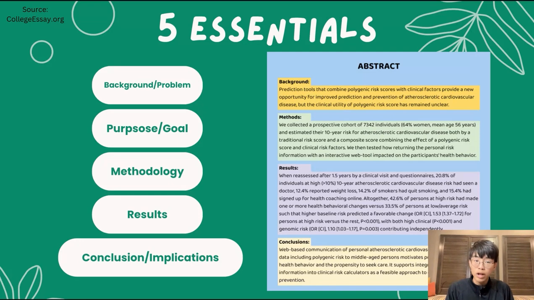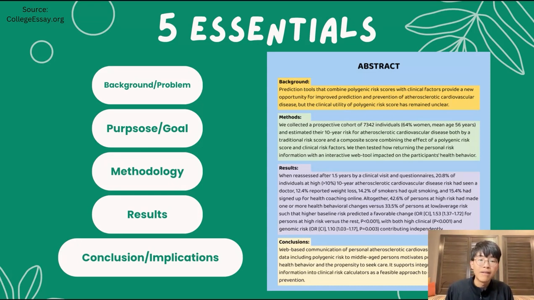But you can see on the example on the right-hand side, right, we have a background. They introduce the background and the problem, and they want to talk about prediction tools that combine polygenic risk scores. The purpose and goal is also there as well, to talk about how they can improve those predictions and preventions of cardiovascular disease, and they also want to try to solve the issue of polygenic risk scores being unclear. Then they go on to the methodology.